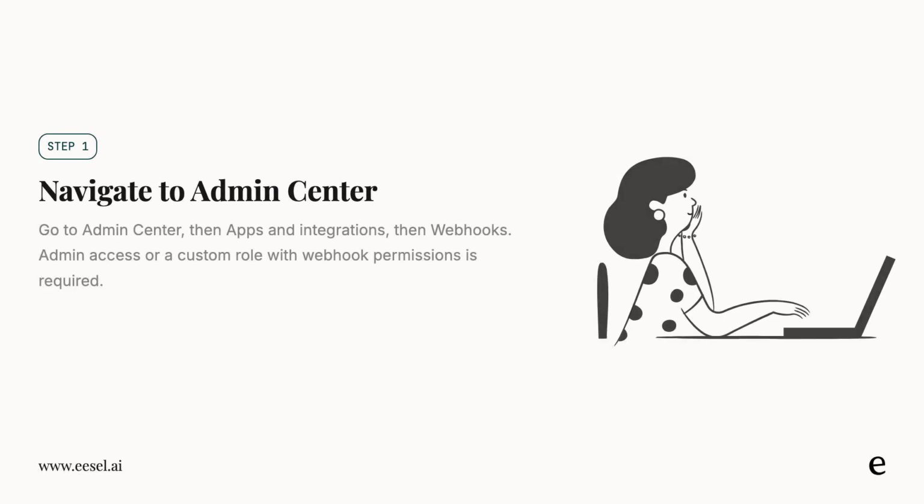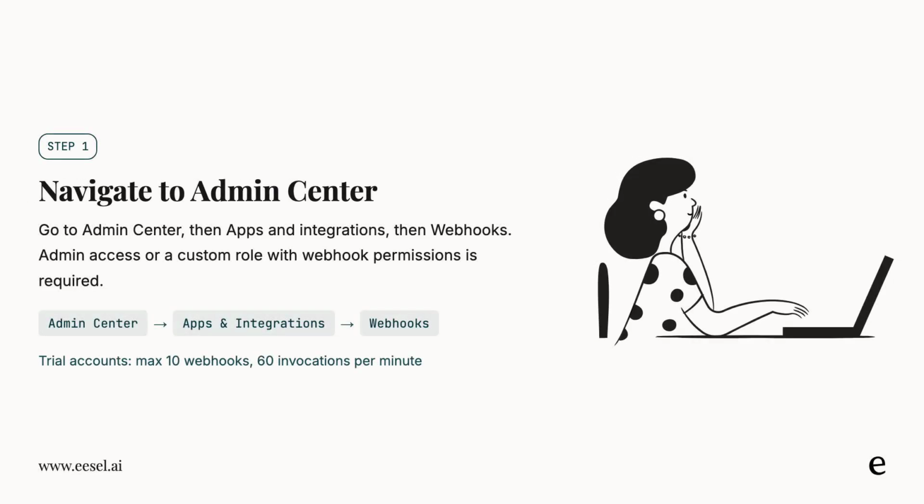Head to Admin Center, click Apps and Integrations in the sidebar, then select Webhooks from the submenu. You'll need admin access or a custom role with webhook permissions to see this section. Trial accounts are capped at 10 webhooks and 60 invocations per minute. Paid plans remove those limits.